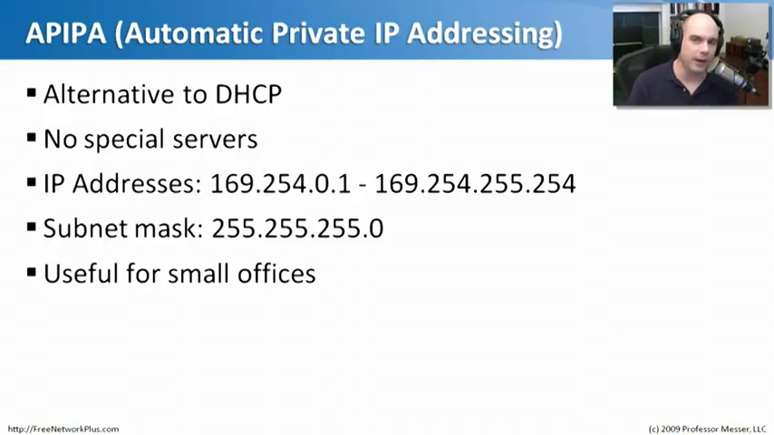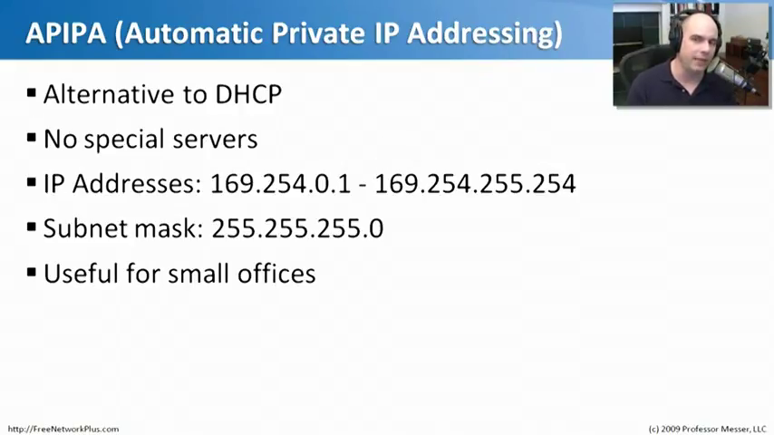What if you don't have a router on your network? Well, your Windows machines use something called Automatic Private IP Addressing, APIPA. You may have seen this if you've connected to a network and you were just never able to get in touch with any DHCP server on your network. You still got an IP address.